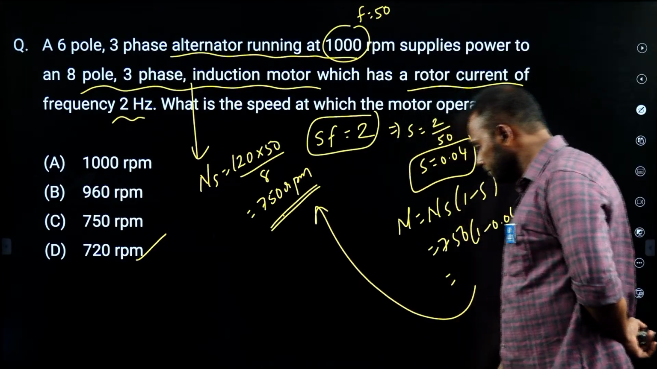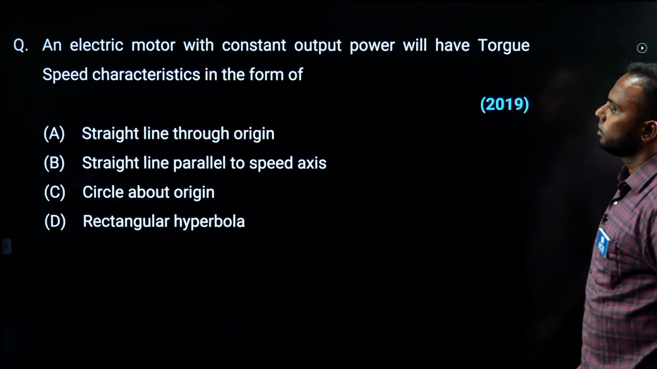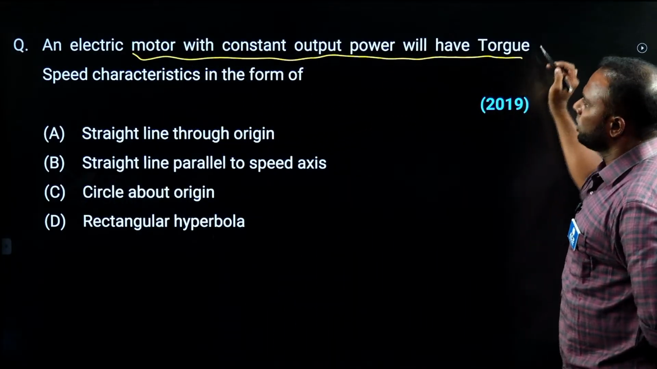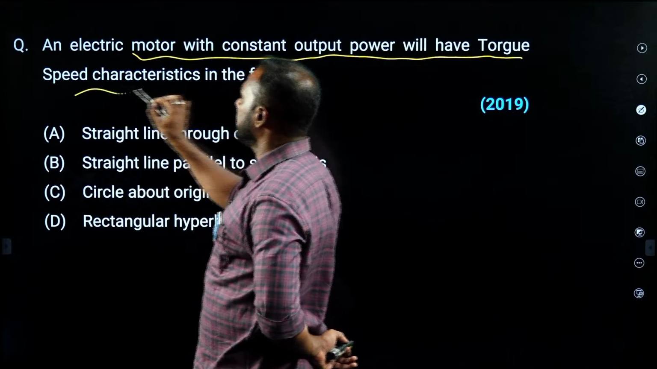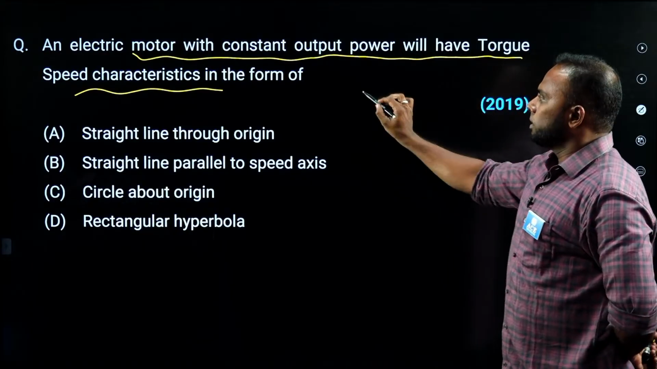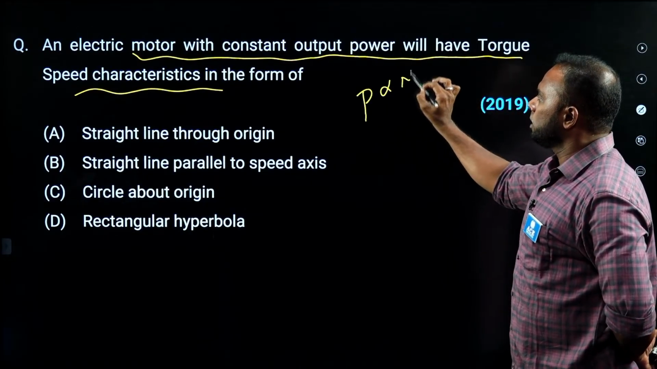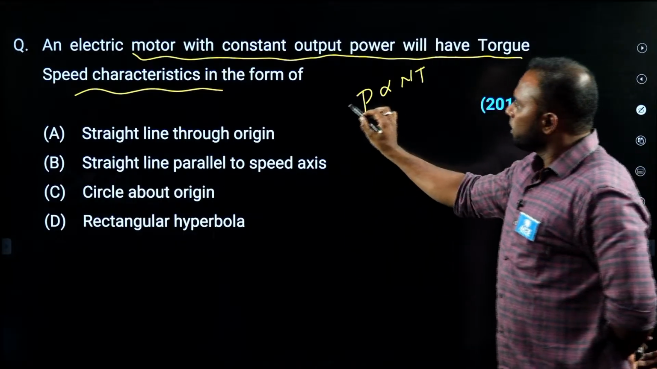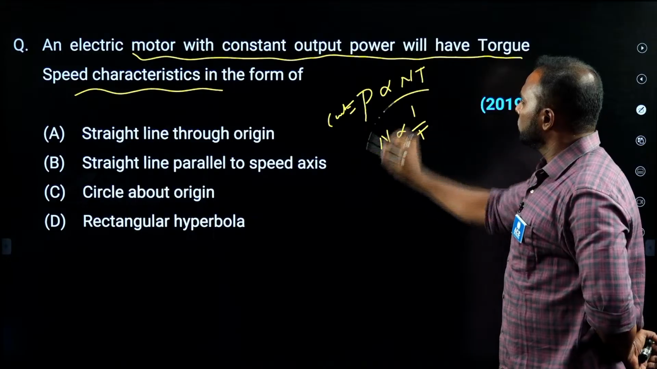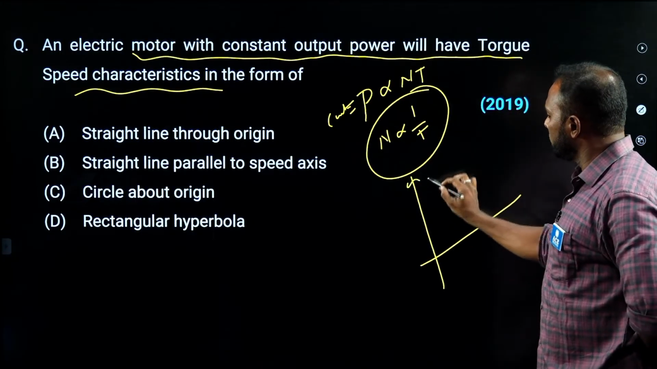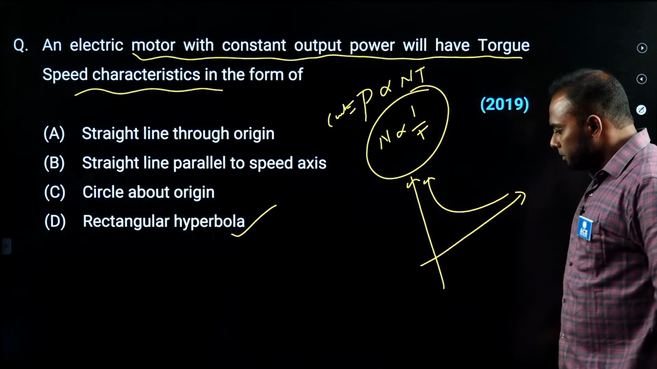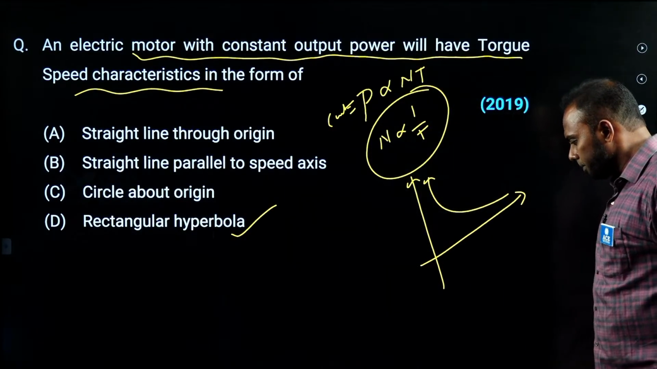Okay, next. See this question. An electric motor with a constant output power will have torque speed characteristics in the form of dash. Constant power means we know power is proportional to the product of N and T, 2 pi NT by 60. Power constant means what is the NT relation? N is inversely proportional to T. So we get a rectangular hyperbola relation for the torque speed characteristics. So this is a rectangular hyperbola.